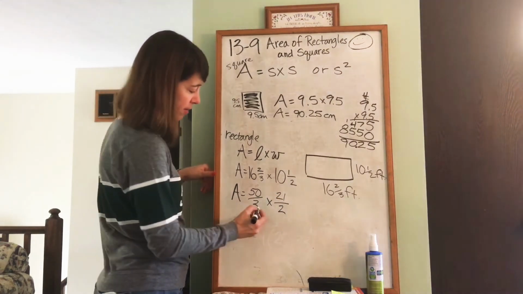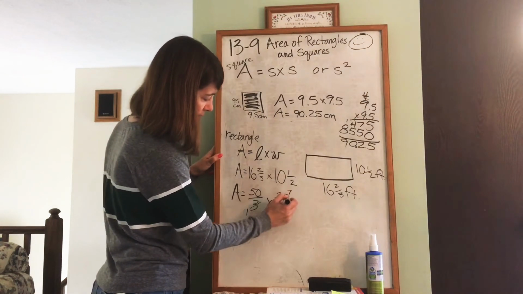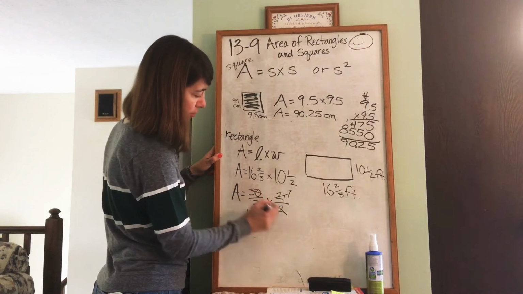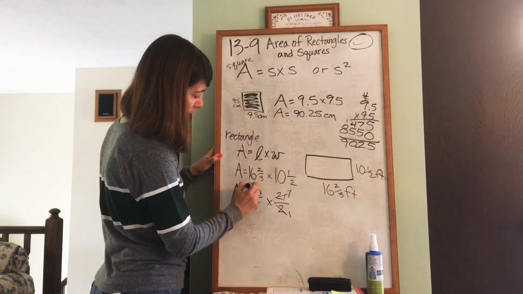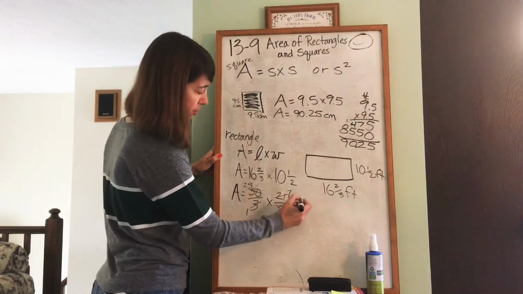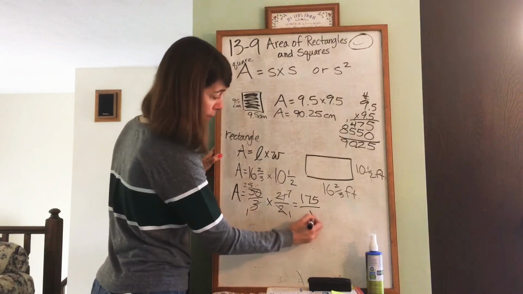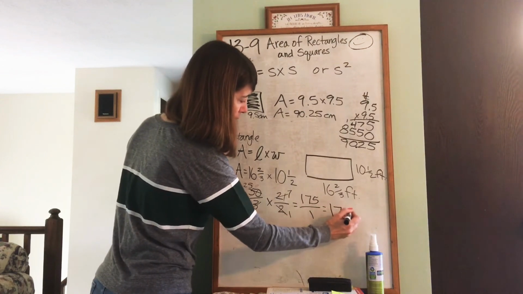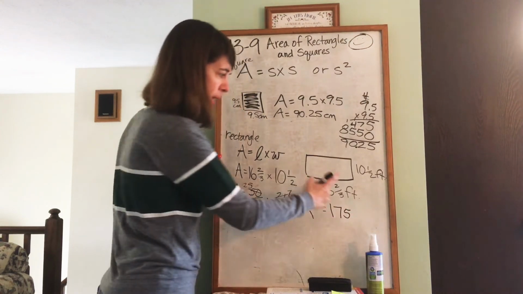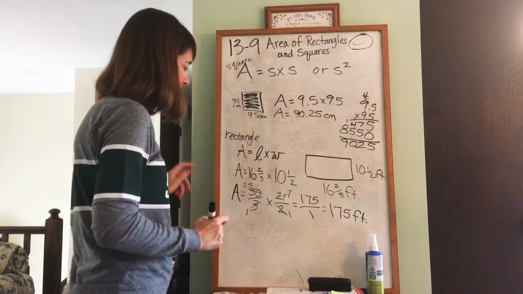Remember that we can simplify here. Both of these are divisible by 3, that's 1, that's 7. Both of these are divisible by 2, that's 1, that's 25. Now multiplying across, we've got 25 times 7, that's 175 over 1. Well, okay, as you know, that's 175. And again, that was feet, so the area would be 175 feet.